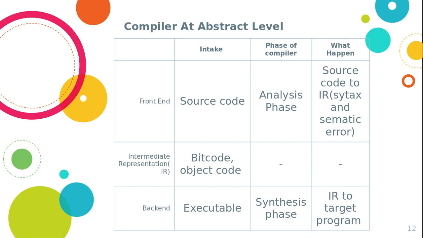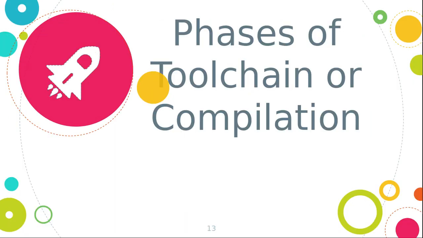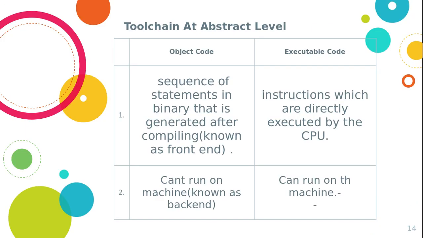Understood? Yes, sir. And now you know what object code is? It is a sequence of statements in binary generated after compilation, known as the front end. And what is executable code?